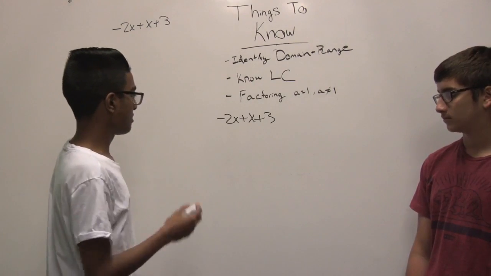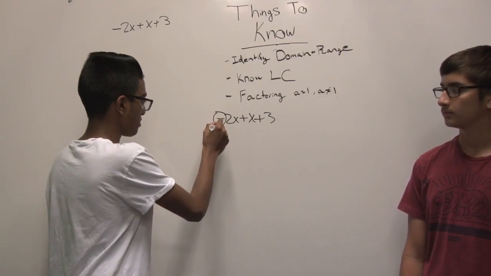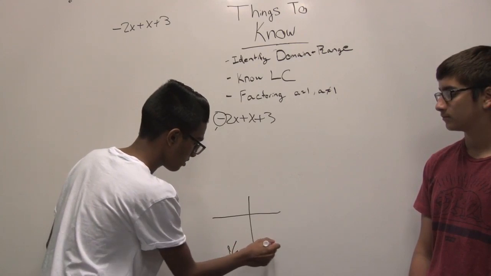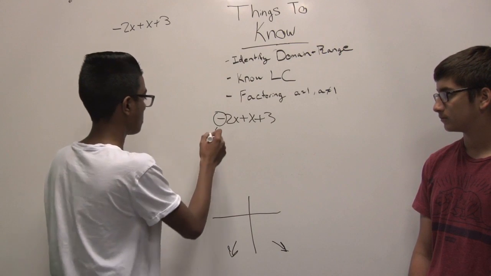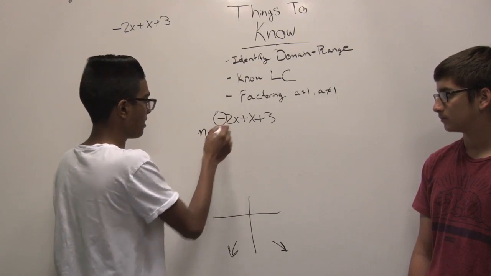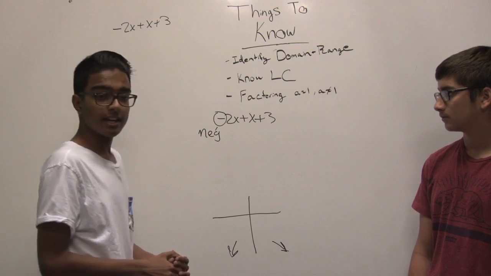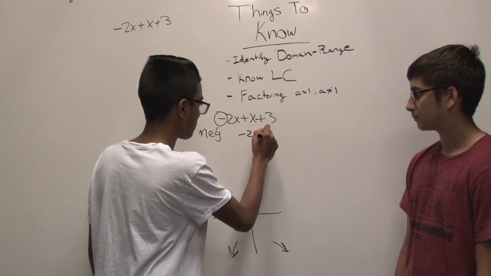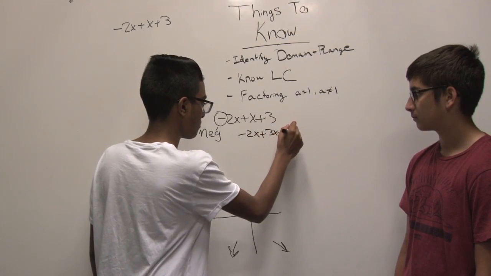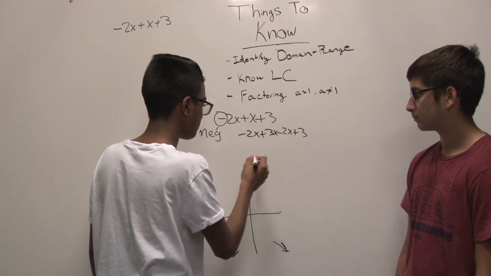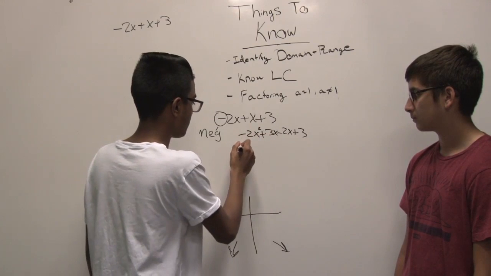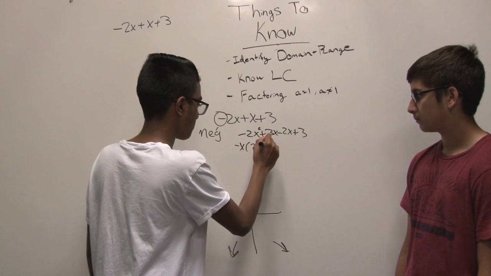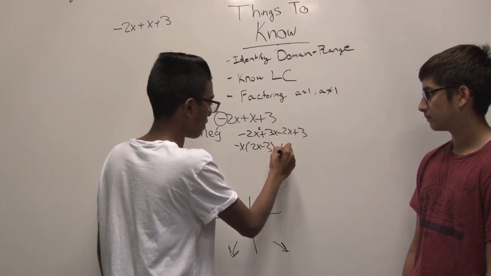So straight off the bat, you can see that there's a negative leading coefficient right there. So this tells you that the graph will be facing downwards. And now you look at the value of a. Realize that a does not equal 1. So you have to factor by grouping. We could take a negative x out of this one. And out of this one, we could take a negative 1.